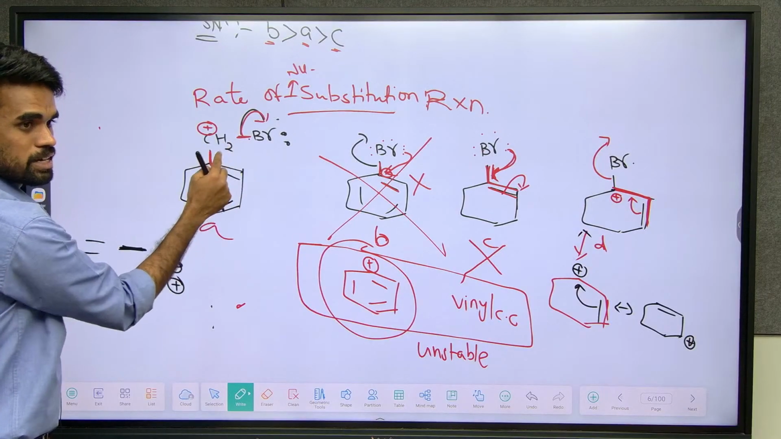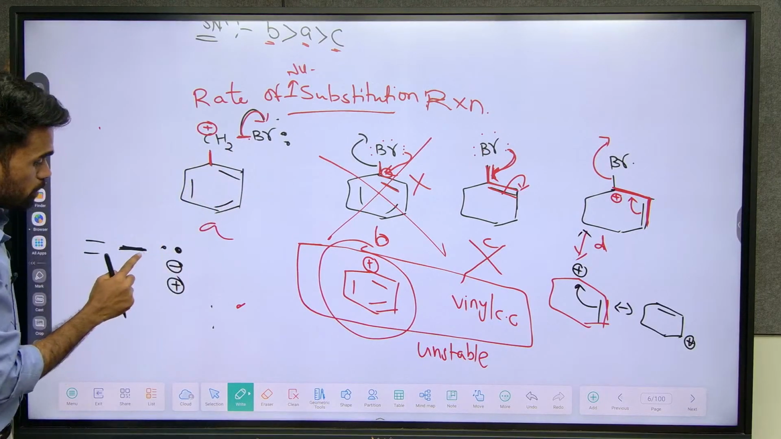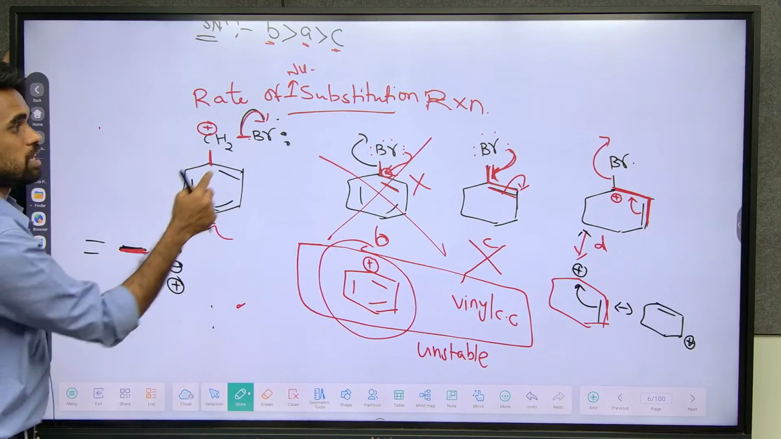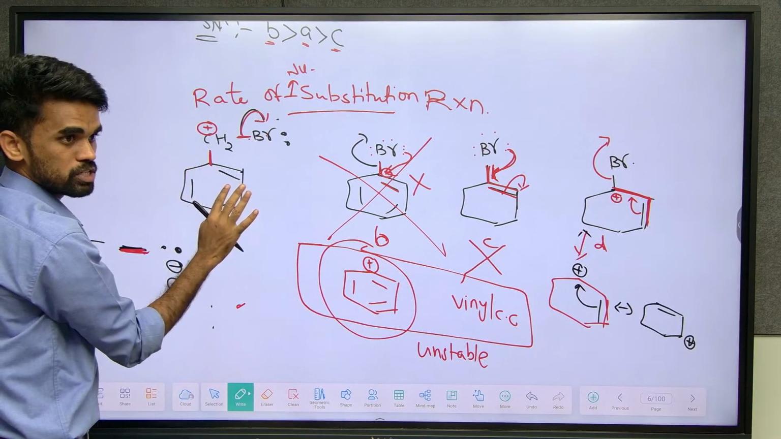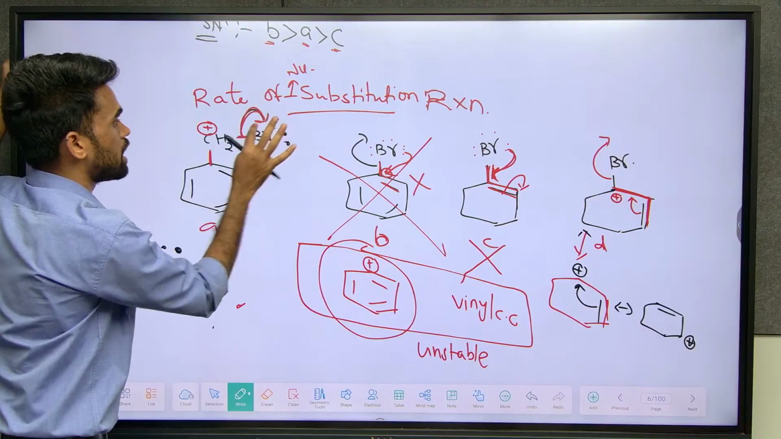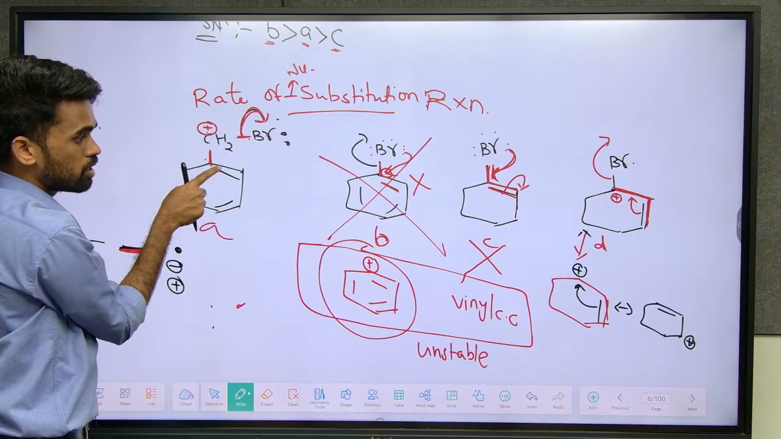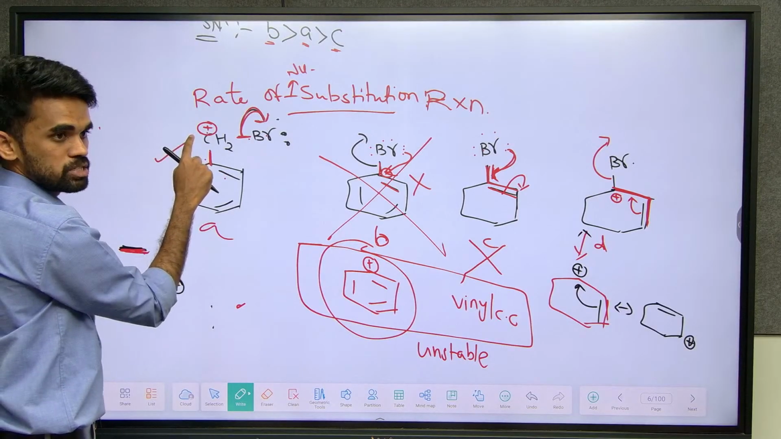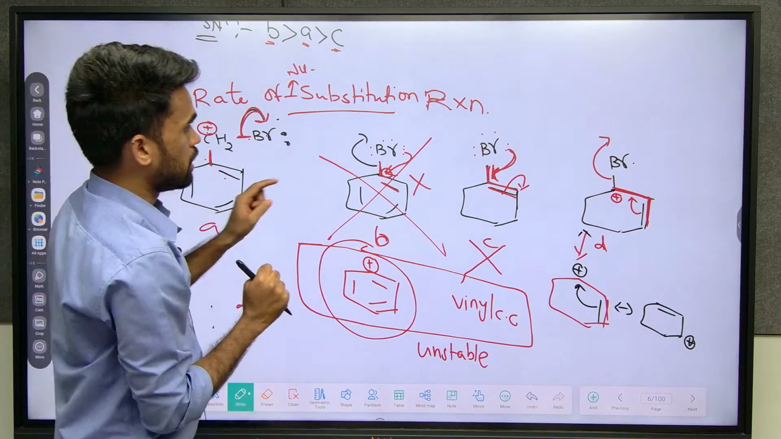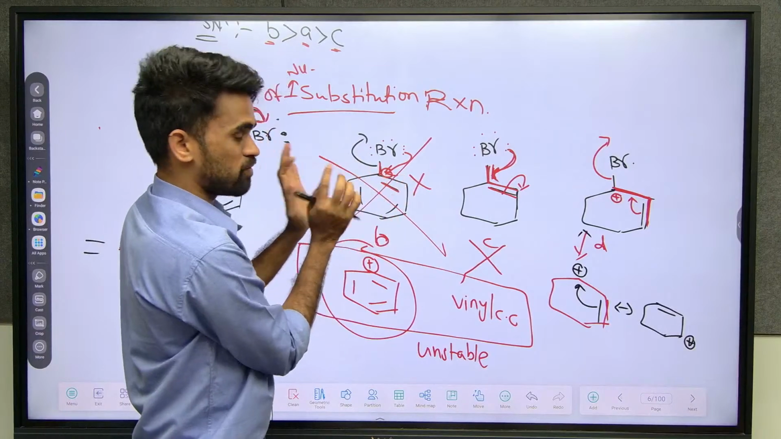Two sigma bonds means there is conjugation? No. How many sigma bonds should be there? So that's why this one and this one are not in conjugation. But after removing this, I am generating a positive charge. Now positive charge, sigma bond, pi bond. It means this is a conjugative system. Clear? Okay.